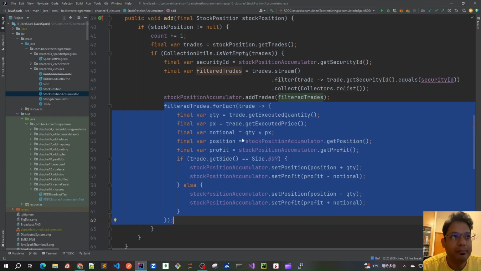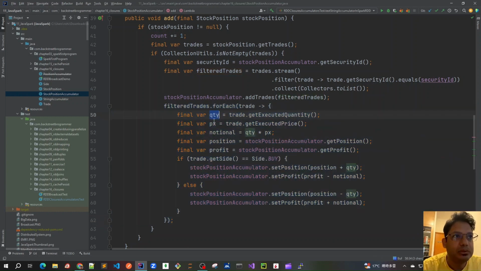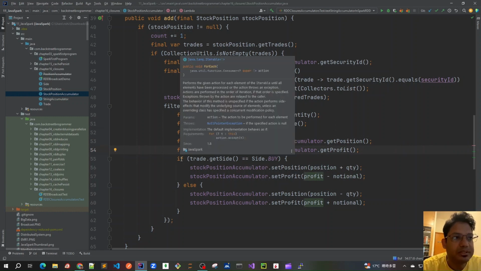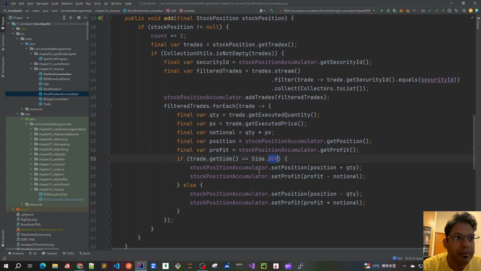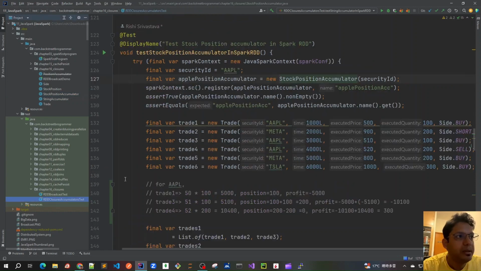And once we have got all these filtered trades, this is exactly what we are doing. As we saw in the mathematics calculations, we get the last quantity, the last trade from the trade, get the notional, then we set the position and the profit by taking get position and get profit. After that, we do these calculations based on whether it's a buy or a sell. So we have got buy, sell, and short sell. Only for buy, we are increasing the position by the quantity that we get.